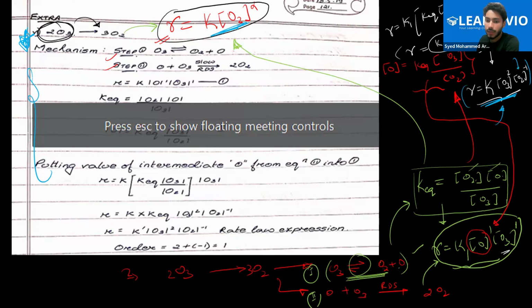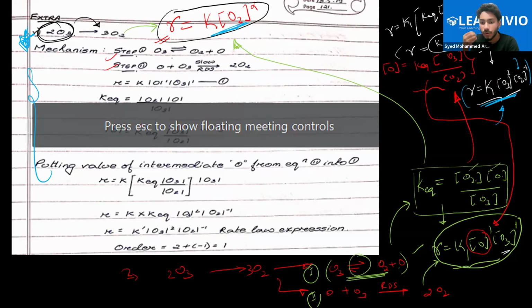Why O2? The answer is that this reaction is basically in equilibrium. So if any reaction is in equilibrium, it means that some part of the product is also there on the reactant side. Basically, both the reactant and the product exist simultaneously. Simultaneous existence is there. So that's why in my final rate law expression, there is a term from the product side.